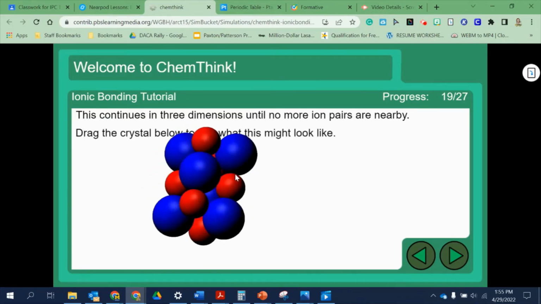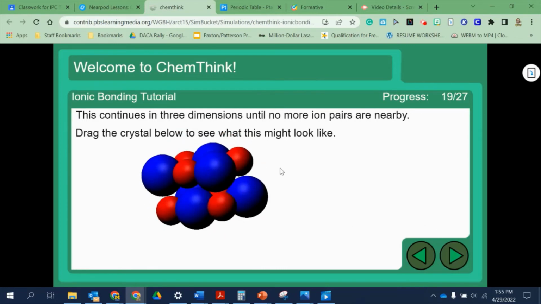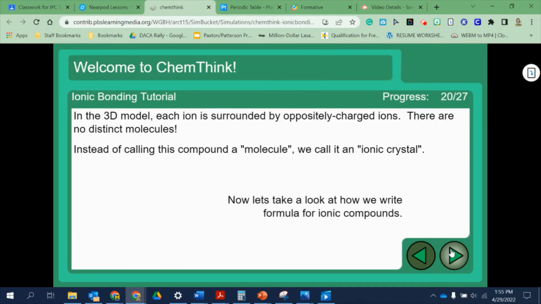And so we drag this below to see what this might look like. Again, every negative is connected to a positive. There aren't any distinct molecules. Instead of calling this compound a molecule, we'll call it an ionic crystal, just because it has a very crystal-structured shape and they're made of ions. And we won't have to worry about writing the ionic compounds.